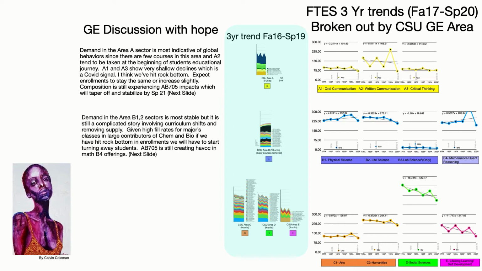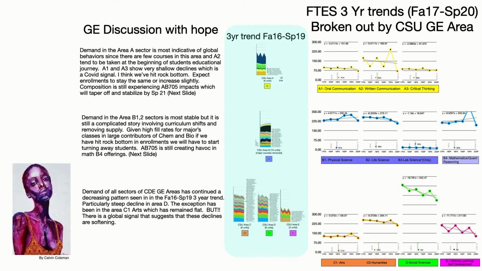In the B area, we've had steady increases in B1 and over time B2. The B3 area you can ignore. These are the classes that are only labs. Most of the labs are woven in to the normal classes in B1 and B2. And B4 has demonstrated significant increases, and the reason for that is AB 705 related. High fill rates in majors courses for chemistry and biology suggests that we have to keep on top of the enrollments in those courses to ensure that we can meet demand of all students who wish to have programs in STEM.